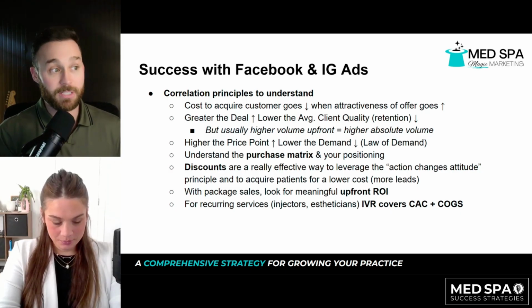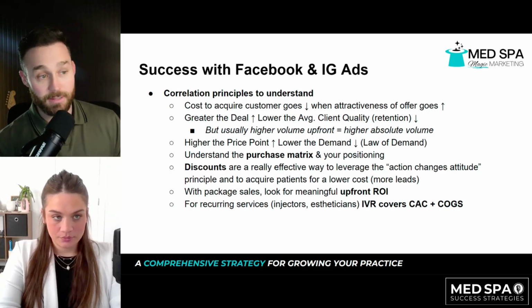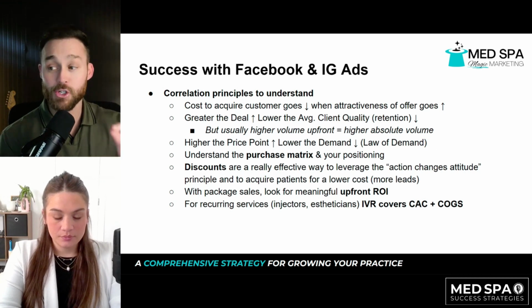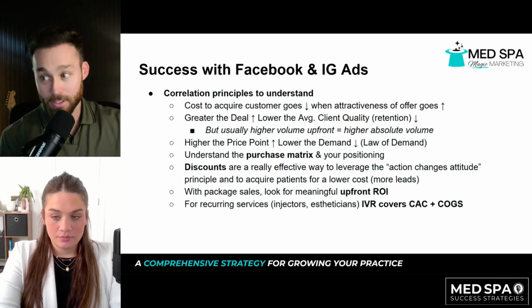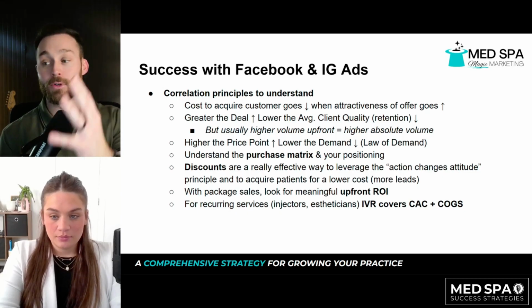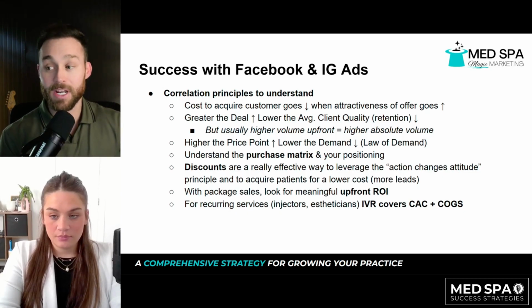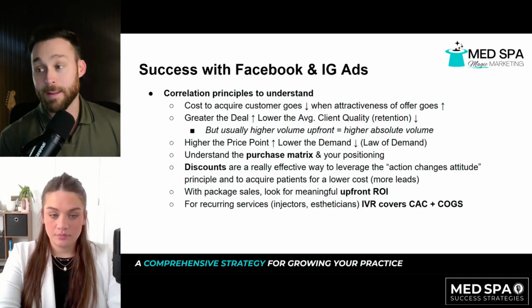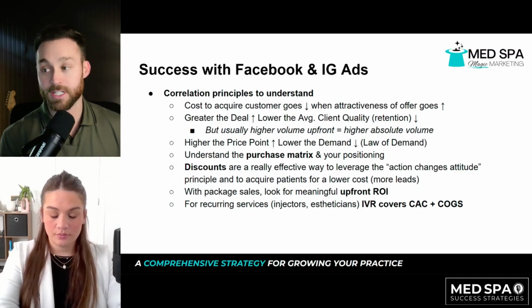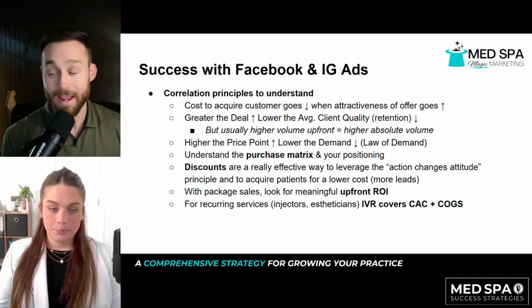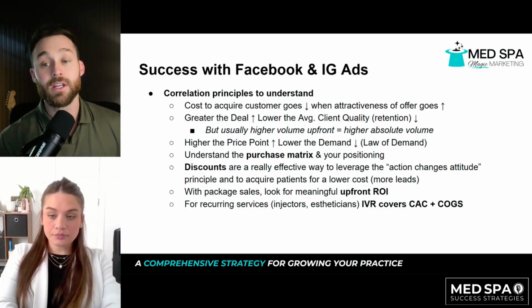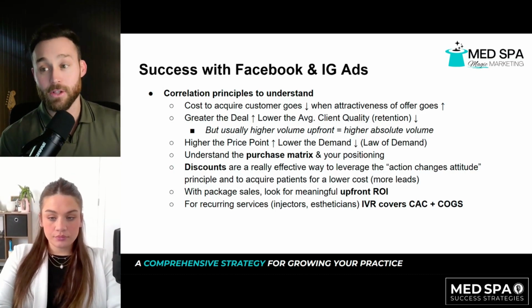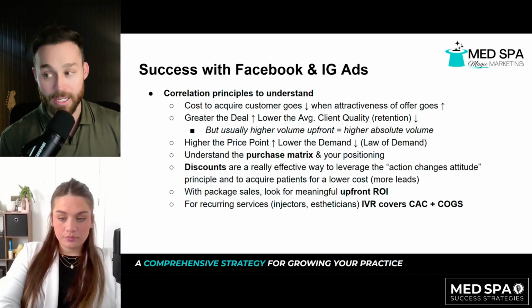The first one we talked about in the last video was that cost of customer acquisition, how much you pay to get a new client in terms of ad spend, will go down when the attractiveness of your offer goes up, right? So if I run a reputation-based ad, I might only see 3 people for every $1,000 I spend on ads. If I run a really attractive deal for Dysport, I might see 10 people for every $1,000. That's just the reality.